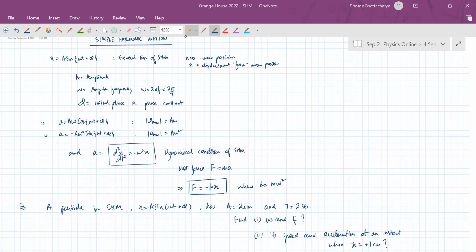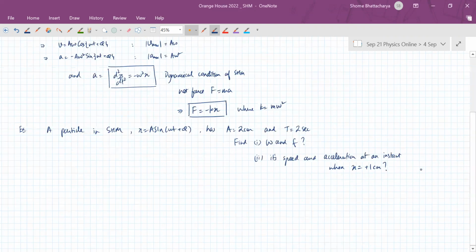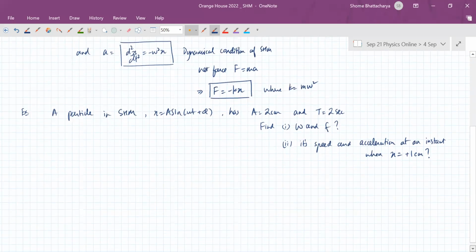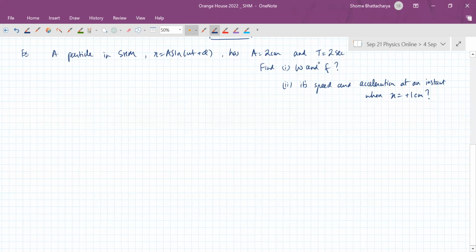Yes, very good, Varun. Your answers are correct. So let's check out the question. It says amplitude is 2 centimeters and time period is 2 seconds. So this implies that omega, which is 2 pi upon T, is equal to pi radians per second, and frequency, which is 1 upon T, is 0.5 hertz.